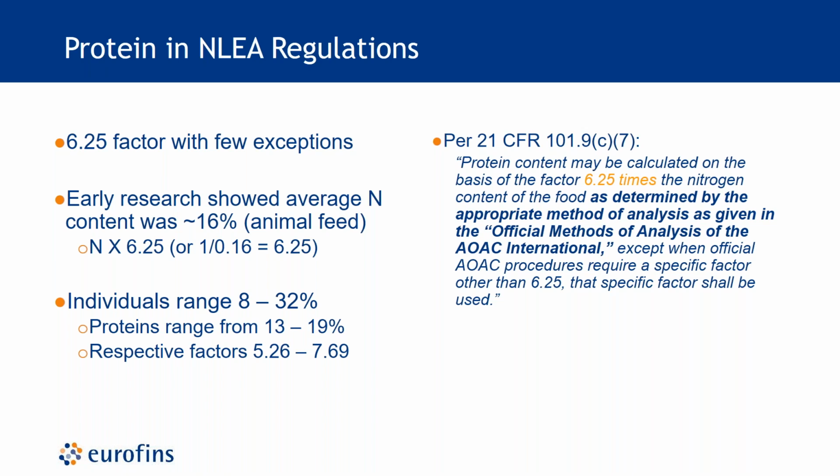Based on the different amino acid compositions and the ones that bond to form the proteins, the nitrogen content in literature has actually been shown to be somewhere between 13 to 19%. So again, if you math that out, similar to the 6.25, when you divide 1 by those percentages, you actually get a factor range of 5.26 to 7.69.